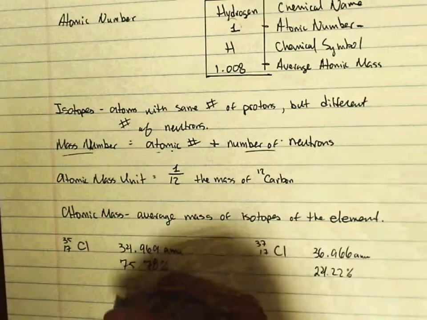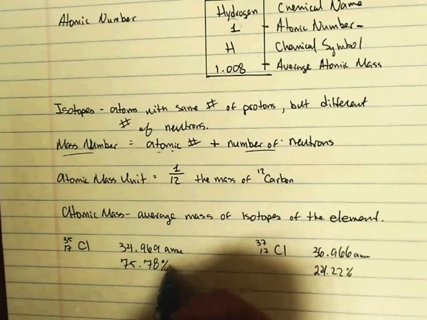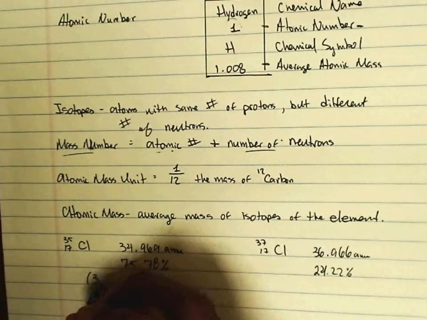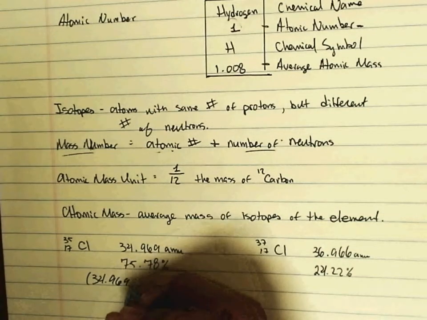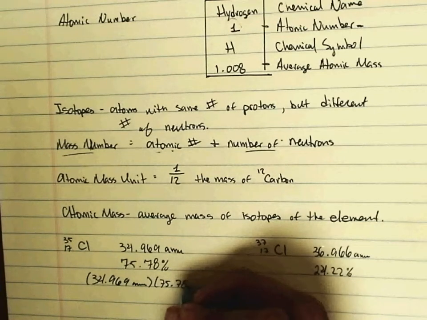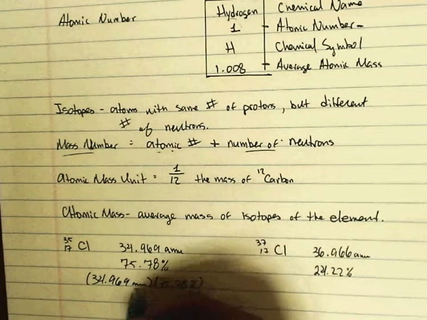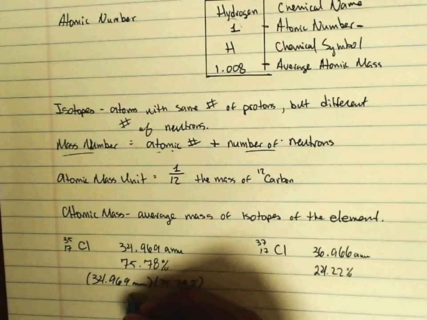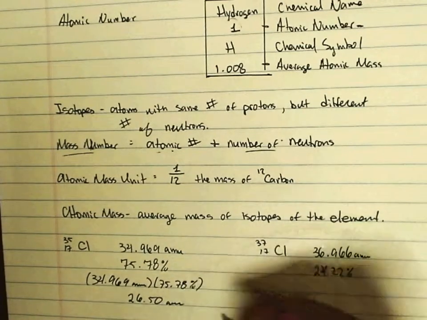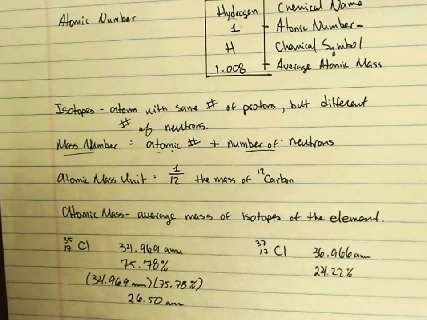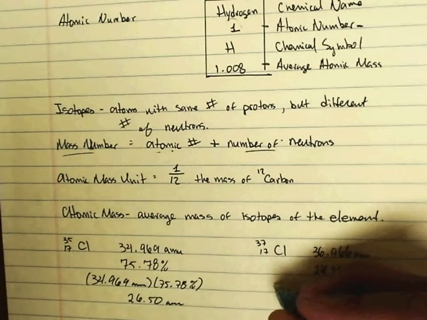So then how are we going to find the average mass? We are going to multiply our atomic mass unit by the percentage. So we're going to do 34.969 atomic mass units times 75.78%. And this will give us that our mass would be 26.50 AMU. That's the part from chlorine 35.